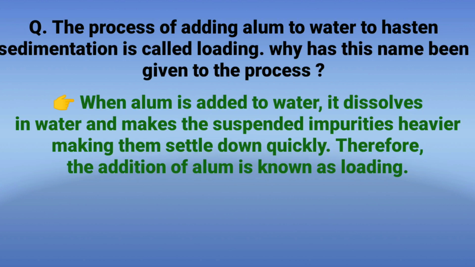Next question. The process of adding alum to water to hasten sedimentation is called loading. Why has this name been given to the process? Because when alum is added to water, it dissolves in water and makes the suspended impurities heavier, making them settle down quickly. Therefore, the addition of alum is known as loading.